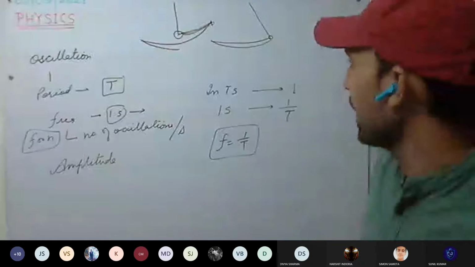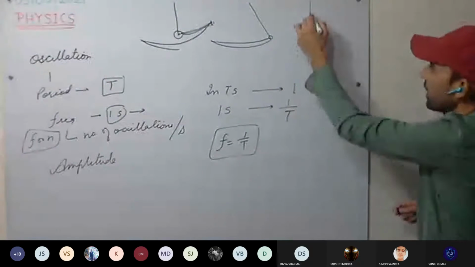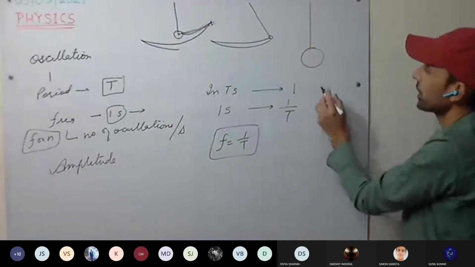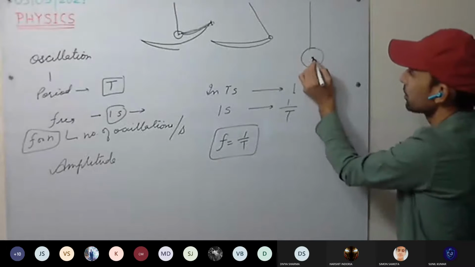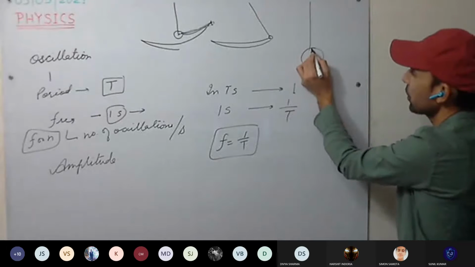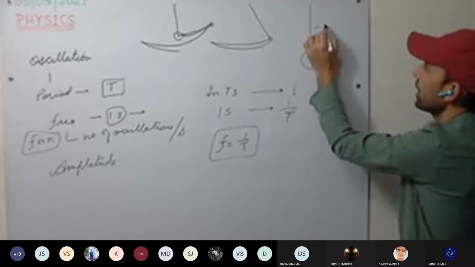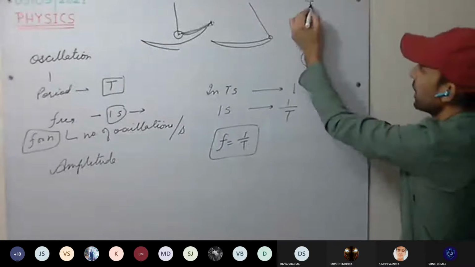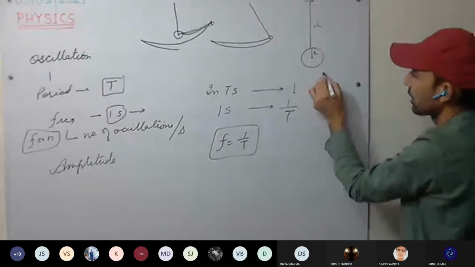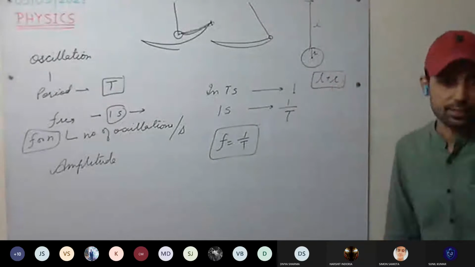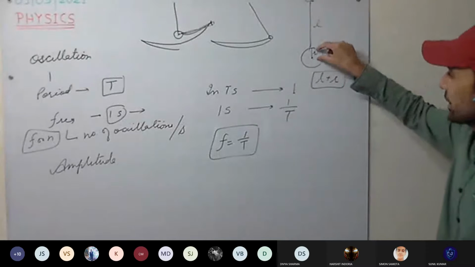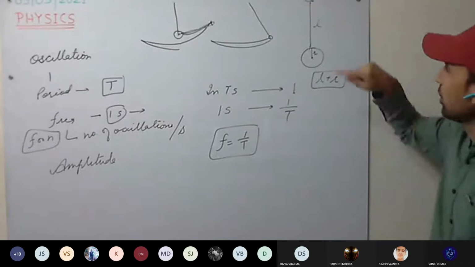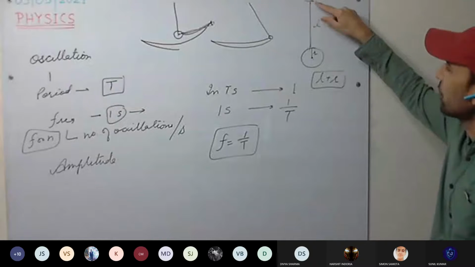Okay. Then effective length of the pendulum. What is the effective length of the pendulum? This is the center of gravity of the bob, and the radius of the bob is r. And this is the length of the string. So effective length is how much? L plus r is the effective length: length of the string plus radius of the bob.